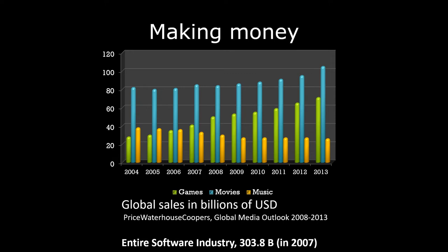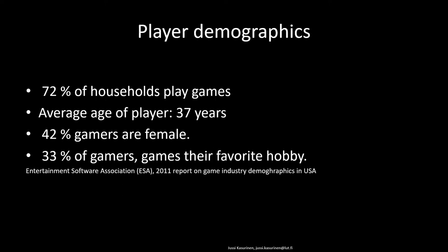So considering that the software industry in 2007, about 10 years ago, was 300 billion, and the games industry was already then $40 billion annually in global sales, it also means that the games industry isn't something that should be ignored if we are considering the entire area of software engineering, or the other way around, where the programming talent is needed on a global industrial scale. So, these are also old information. These numbers haven't really changed that much during the last 10 or so years.